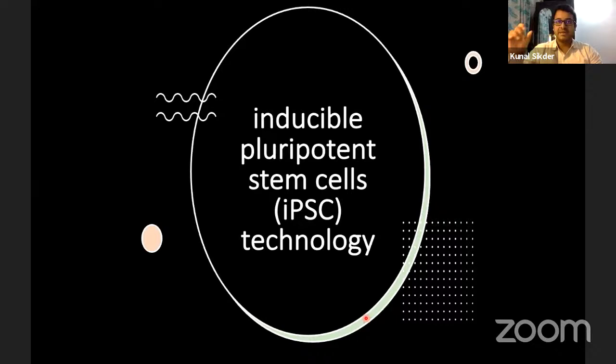That means from the same patient, you want to correct that mutation so that you can have healthy cells from that patient. And that is only possible through stem cells. But stem cell isolation is not possible from a patient's body, right? So there is a fantastic technology called iPSC, or inducible pluripotent stem cell. That means any cell can be reprogrammed to produce stem cells.